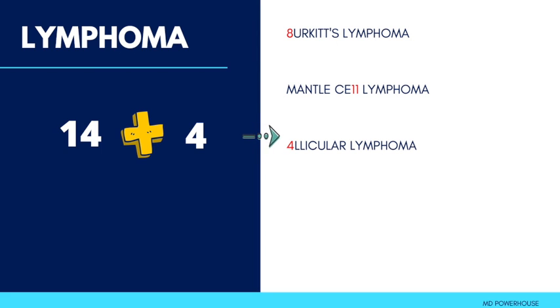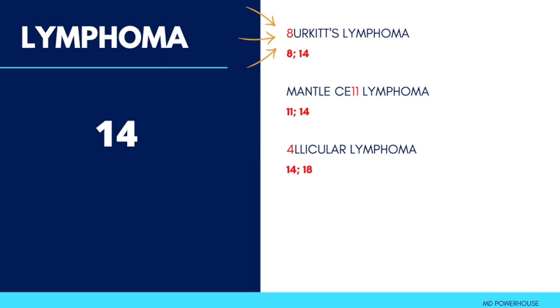So let's quickly recap the 3 chromosomal translocations that we have mastered so far. Remember, all lymphomas except one include chromosome 14. For Burkitt's lymphoma, we think of the letter B as the number 8. So Burkitt's lymphoma, that is an 8;14 translocation. Mantle cell lymphoma, again, includes chromosome 14. We think about the L's in cell as the number 11. And mantle cell lymphoma would be an 11;14 translocation.